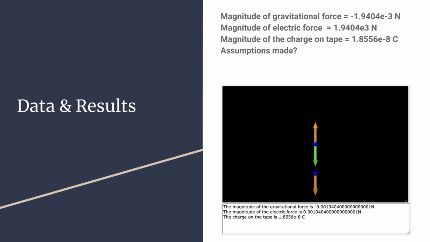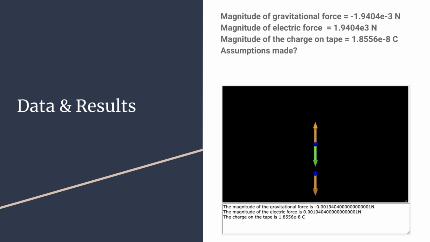This is the visual which comes out of that code, and the data and results which come out are: the magnitude of the gravitational force is negative 1.94e-3 newtons. The magnitude of the electric force is 1.94e-3 newtons, and the magnitude of the charge on the tape is 1.85e-8 coulombs.